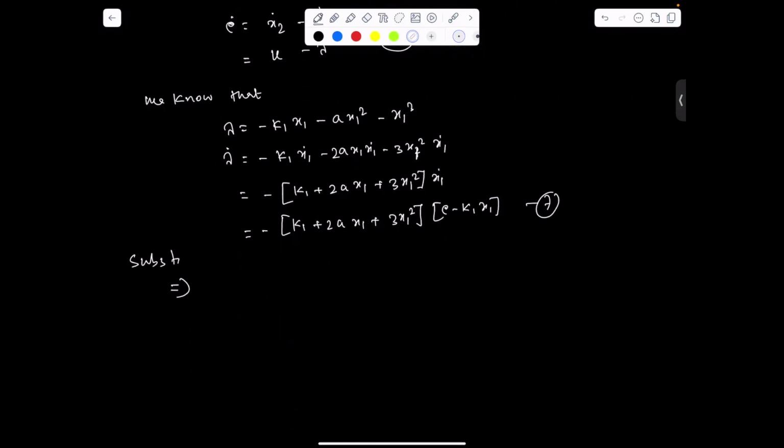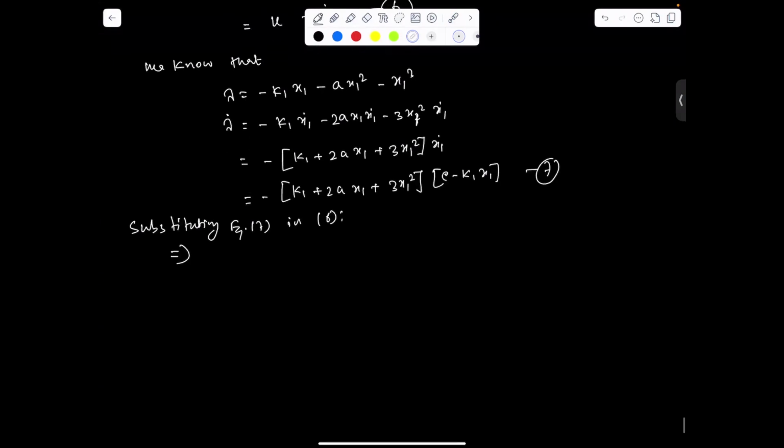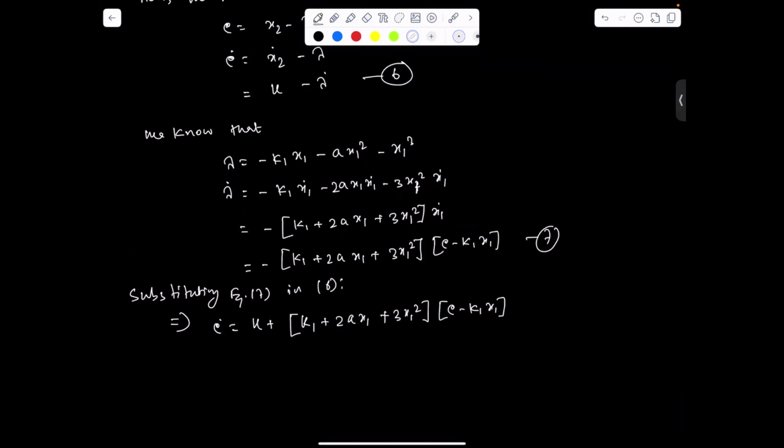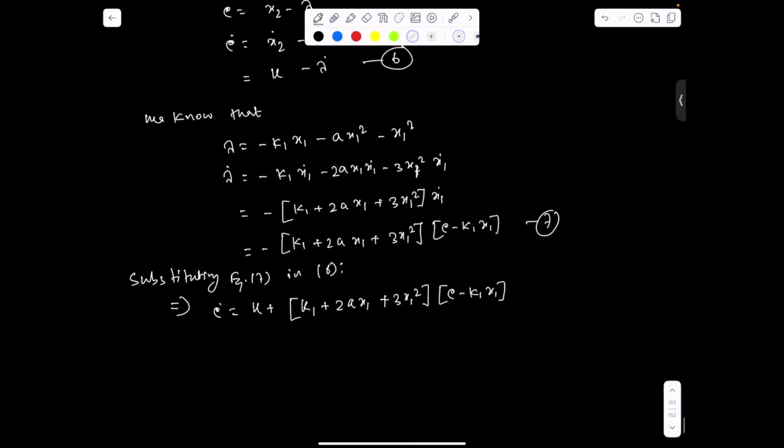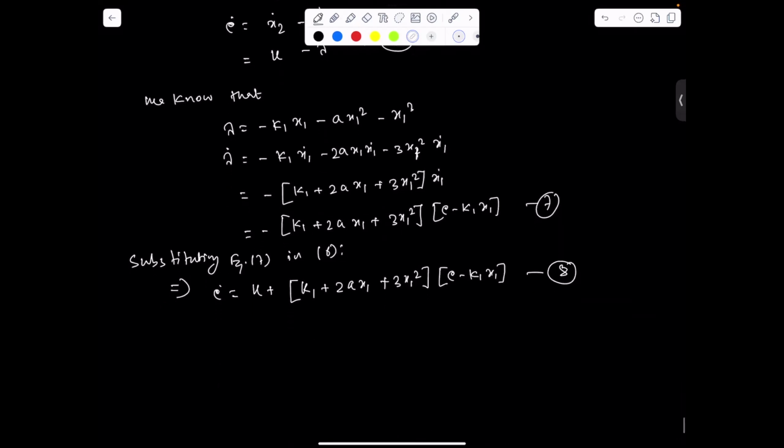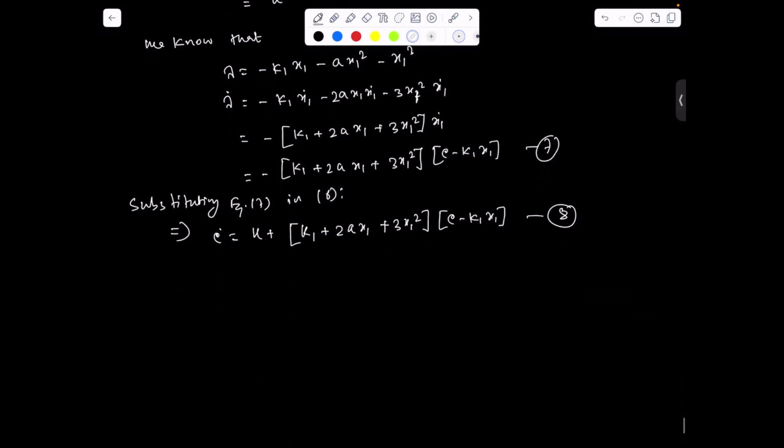Substituting equation 7 in 6, we get e dot equal to u plus k1 plus 2a x1 plus 3x1 square times e minus k1 x1. Right, so here we have the two dynamics, e dot dynamics and x1 dot dynamics. So you can use equation 6 and equation 8 for the stability analysis using Lyapunov.